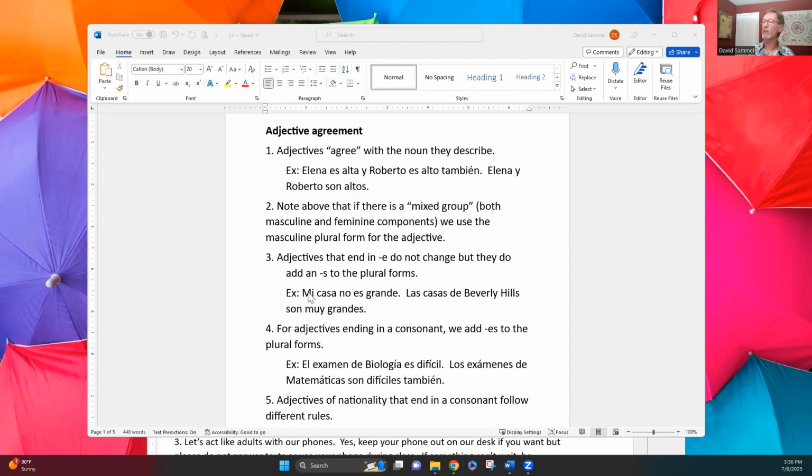Now, adjectives that end in an E do not change, but they do add an S to the plural forms, like this. Mi casa no es grande. My house is not big. Now I talk about some houses. Las casas de Beverly Hills son muy grandes. It's still grande, but I put an S at the end because casas is plural, and this needs to be plural too because it's describing casas.